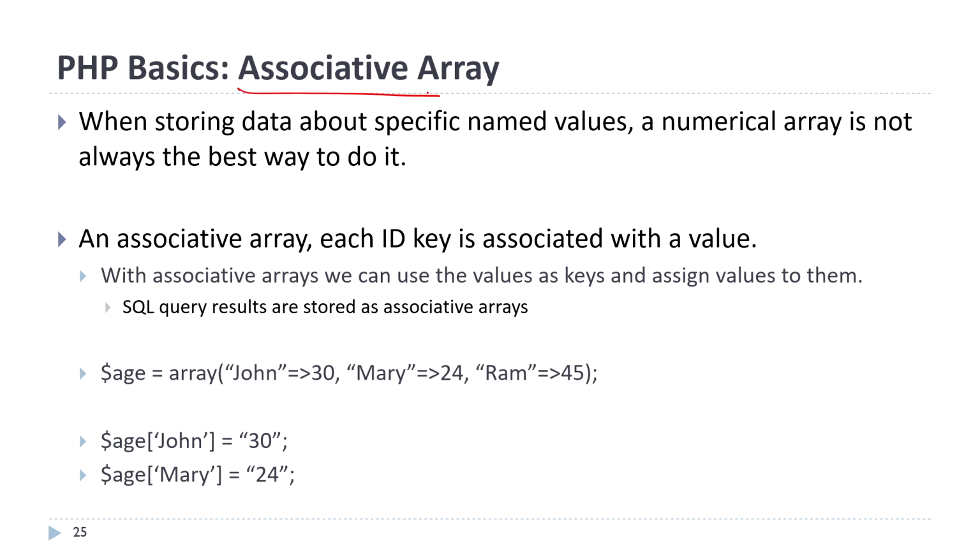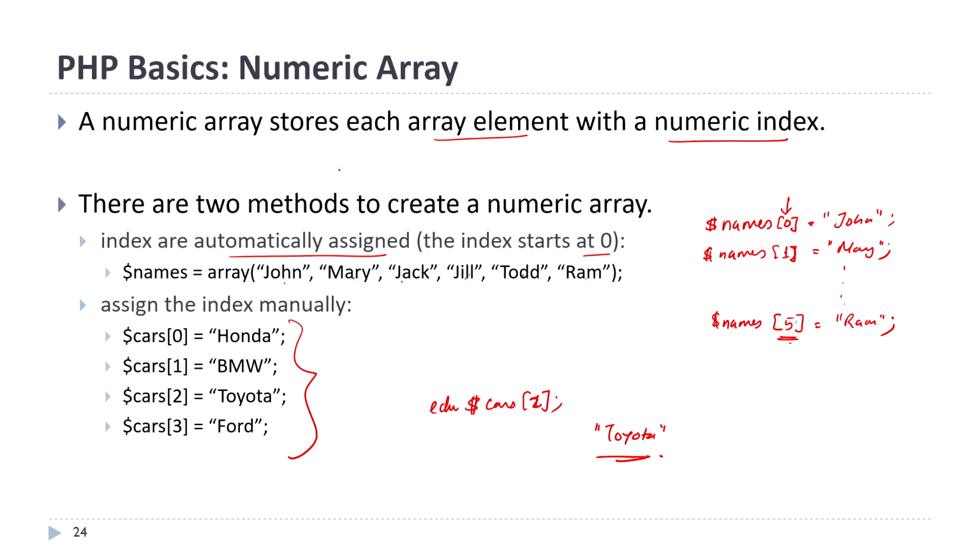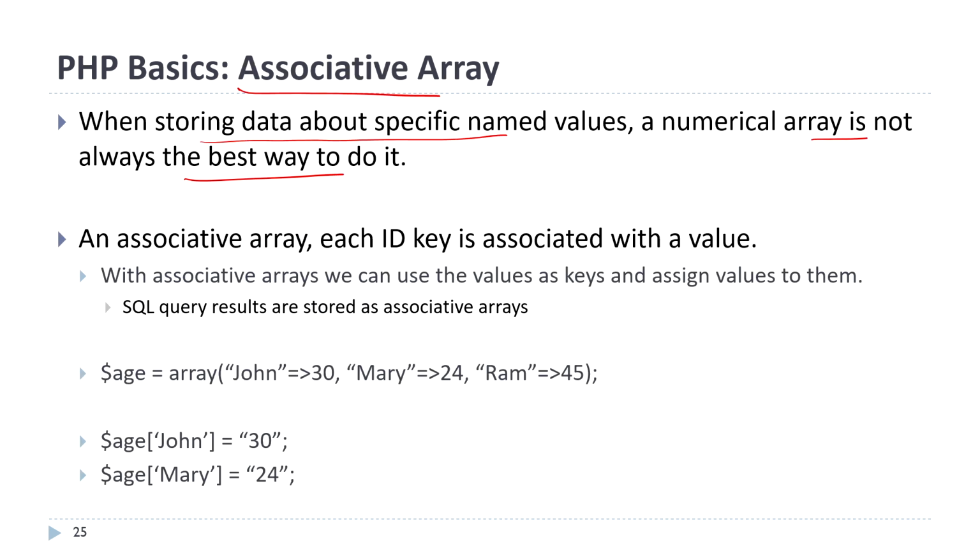An associative array is powerful because, when storing data about specific named values, a numeric array is not always the best way to do it. Why? You need to remember what the index is. If I want to know what is Toyota, I need to remember cars[2] is Toyota. But to solve this problem, with an associative array, each key is associated with a value.